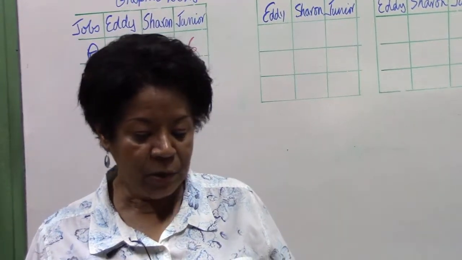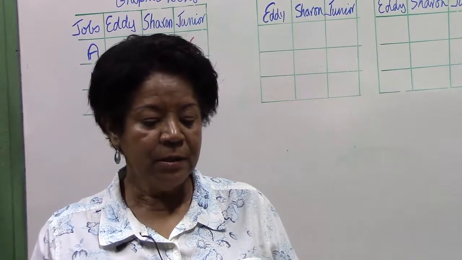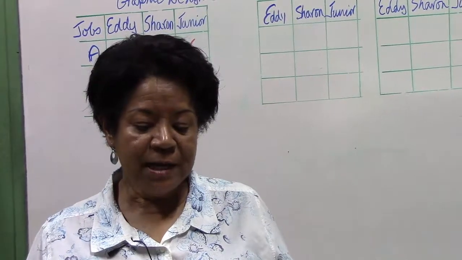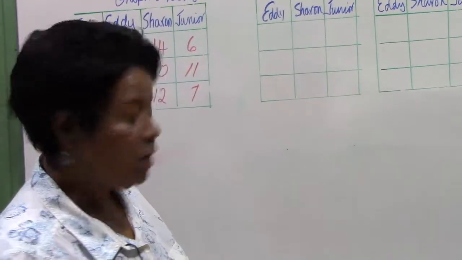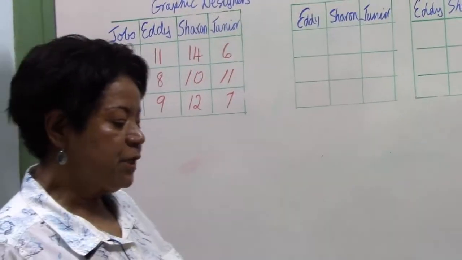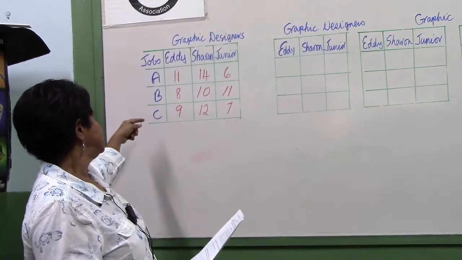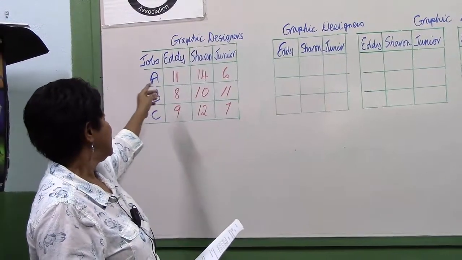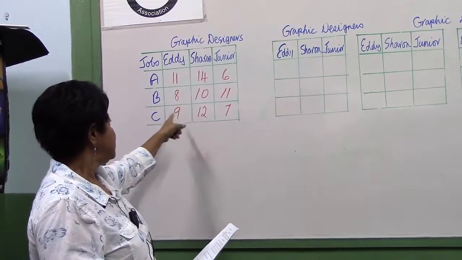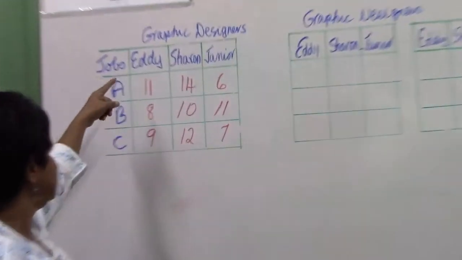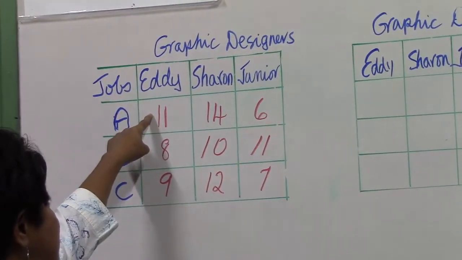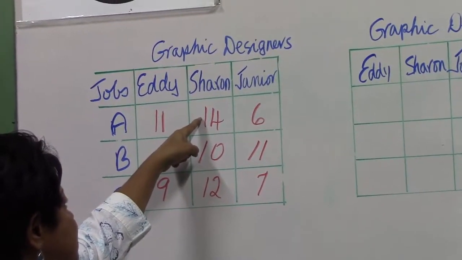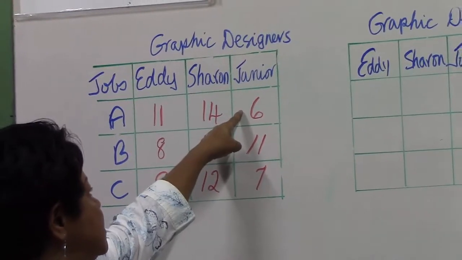Now, using the handout, we will be doing the first exercise, which is the Blue Mountain Print Tree. This organization has 3 jobs, which you will see already written up on the board. 3 jobs, A, B, and C, and we have graphic designers, Eddie, Sharon, and Junior. And the figures in there represent the cost. So Eddie, to do job A, would charge $11. Sharon, the same job, it would cost us $14, and Junior, it would cost us $6.